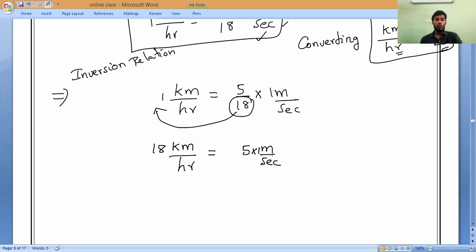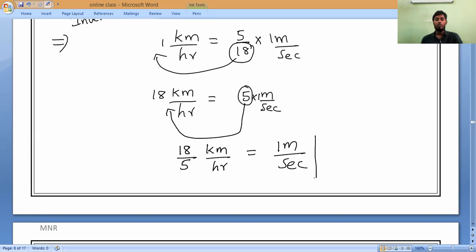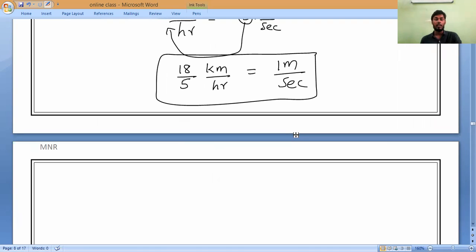Now, I want 1 meter per second. Who is extra here, Harish? 5. 5 meter per second I want. 5 is in multiplication. It will come this side and become division. So it is equal to 1 meter per second. That's all. Have you noticed how easy it is? Simple or difficult? Simple only. So, 1 meter per second is equal to how many kilometer per hour?